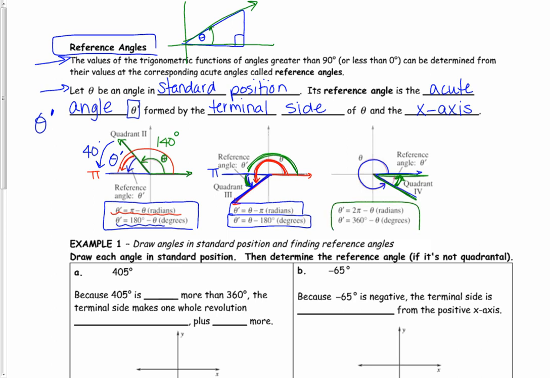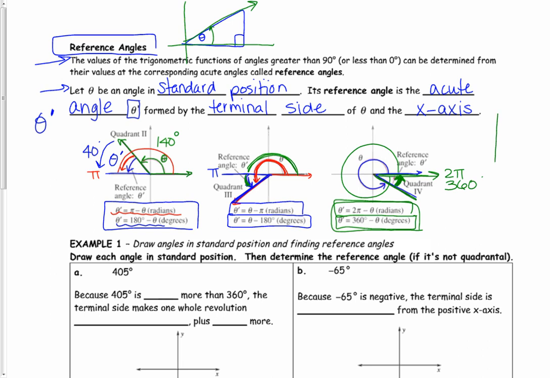Instead, I'm measuring from this distance, and all the way around the whole circle would have been 2 pi or 360 degrees. So how much am I missing in this little green arc right here? I'm missing 2 pi minus theta, or 360 degrees minus theta would tell me how big that little piece is.